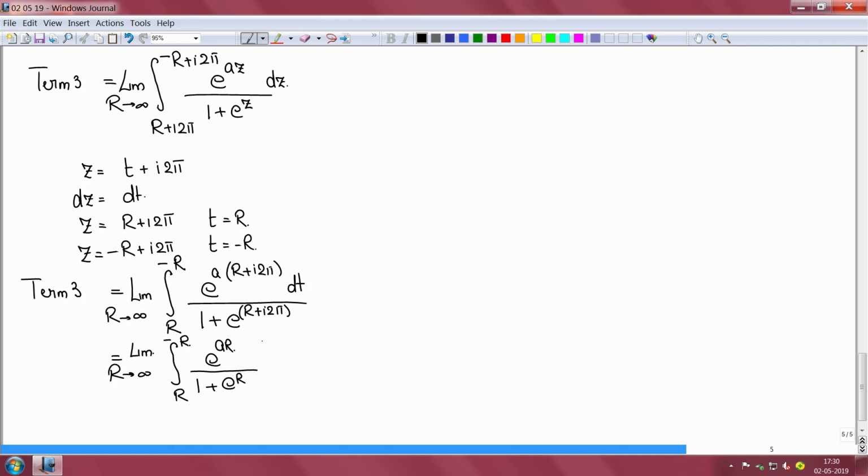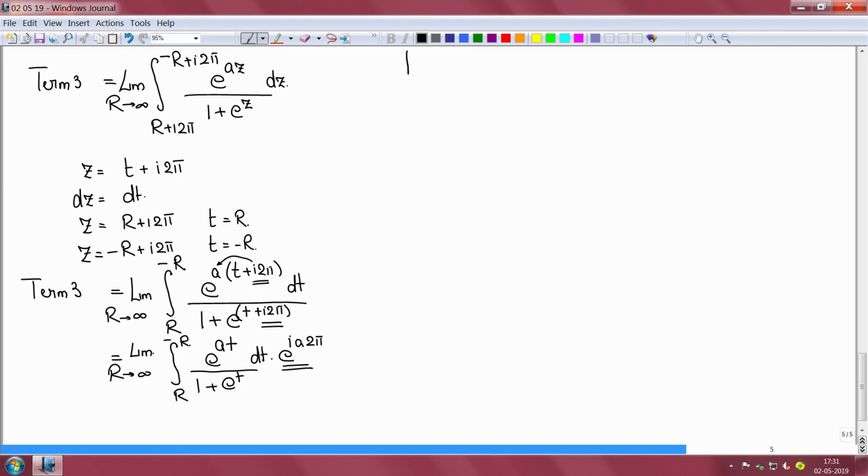I'm sorry, there's an error over here, my mistake. This should be t, okay, this should be t. So this becomes e to the power at, and this becomes e to the power t into dt, into e to the power of I a twice pi. In the denominator we have e to the power I twice pi, so that is 1. In the numerator we have e to the power I twice pi into a, so that comes here.